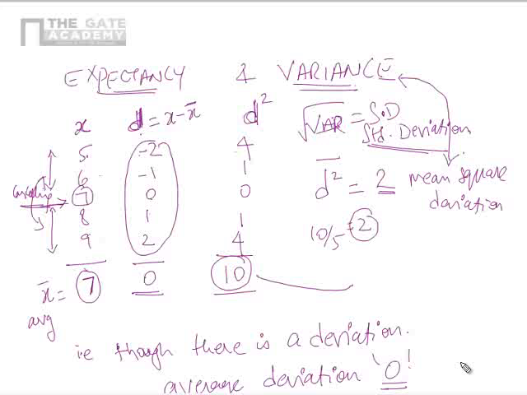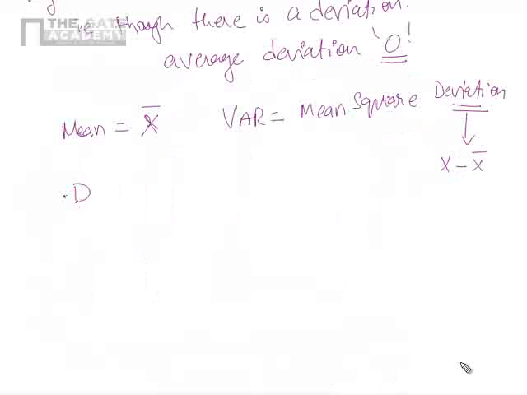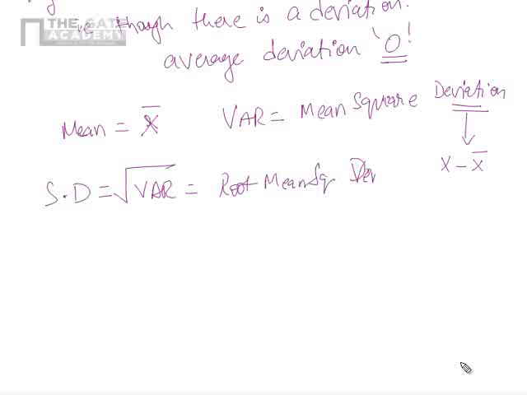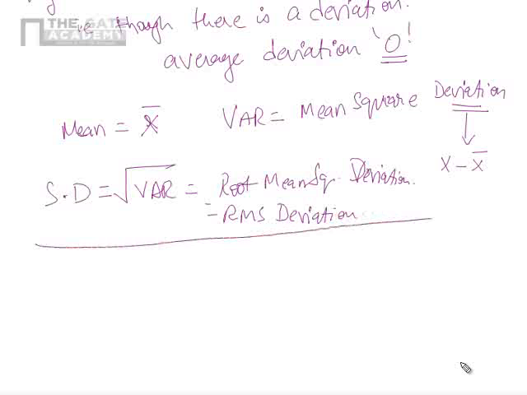And standard deviation is what? It is root variance, or this is nothing but root mean square deviation. This is nothing but your RMS in short. Root mean square is RMS deviation. This is what we are going to do in this session now. And mean, I am going to call it expectancy. Mean is nothing but expectancy.